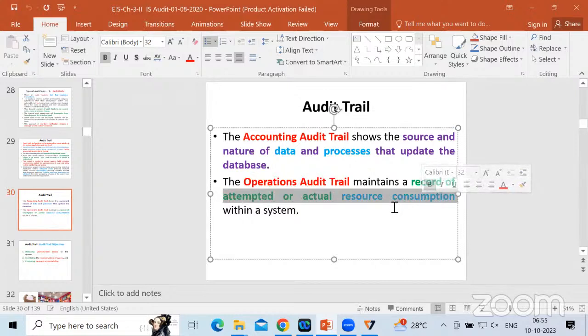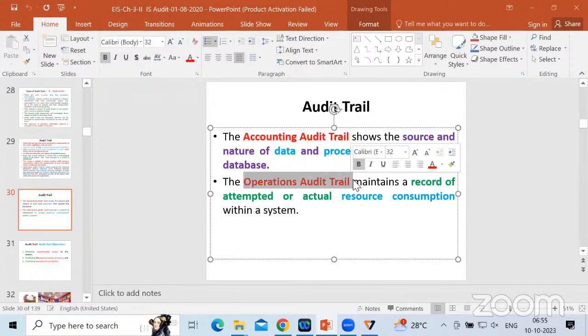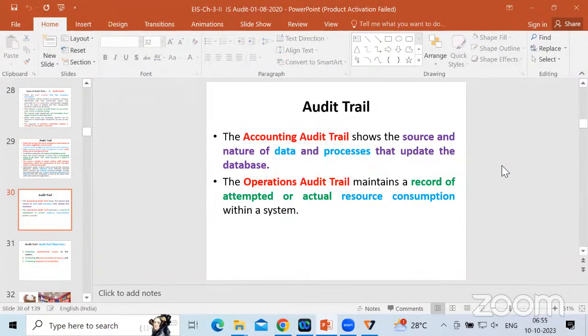Operations means resource consumption. Simple. Accounting means entering into. Operations means processing. That's all. Very simple to understand.